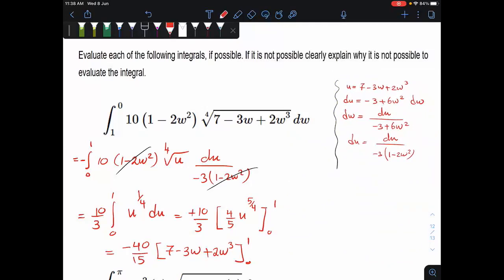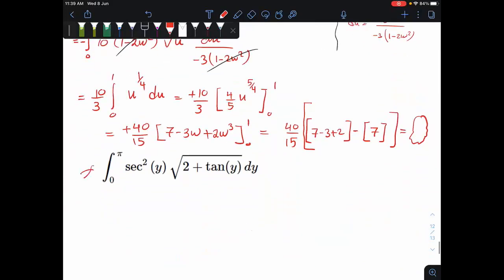It's positive, yes, positive. Sorry. And then substitute 1 for w, and 0 here. No, 0, because when you substitute 0 it gives you 7. 40 over 15 times, yes, we have 7 minus 3 plus 2. Okay, and minus, when you substitute 0 it gives you 7, and then multiply and do the calculations in your calculator, and that's all. This is how to evaluate the given integral, which is a definite integral, by using the u substitution method.